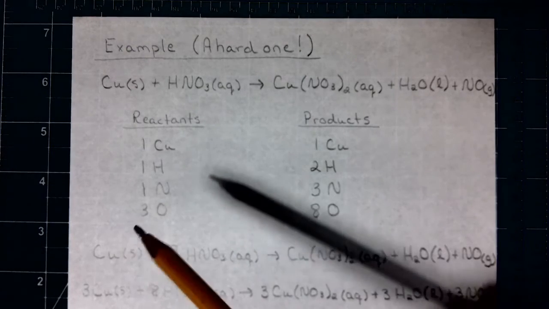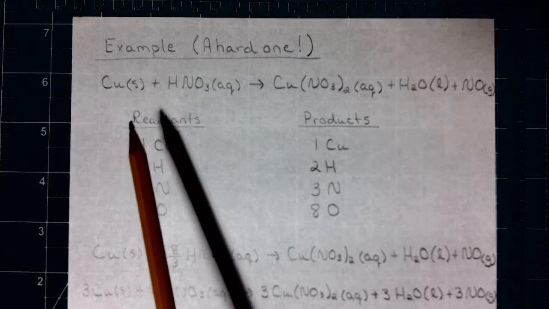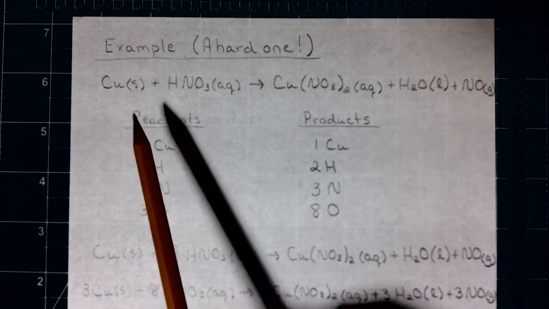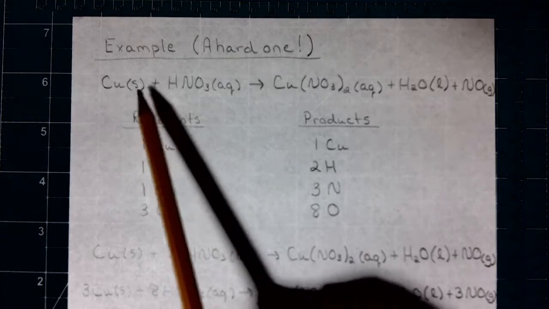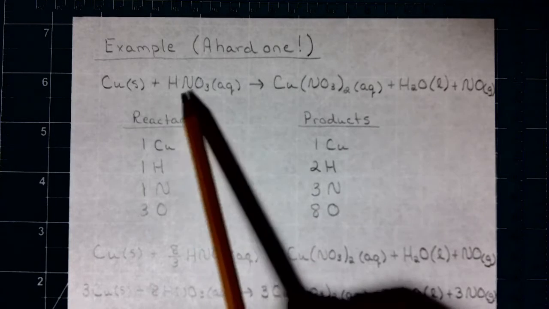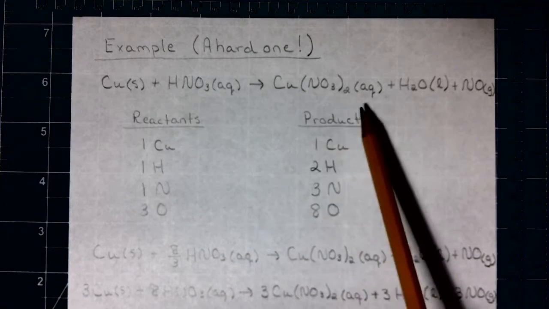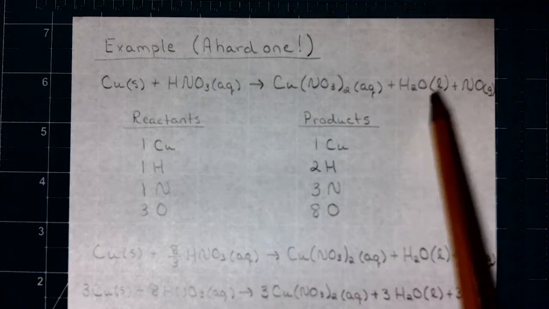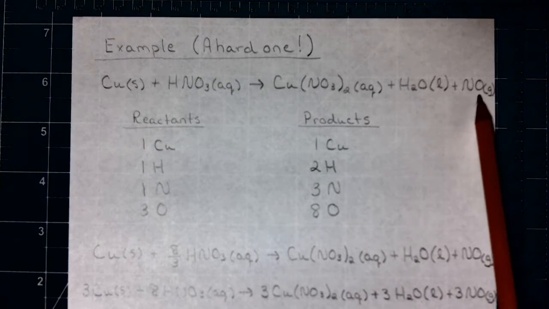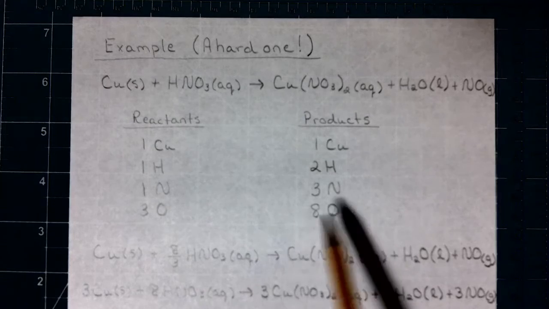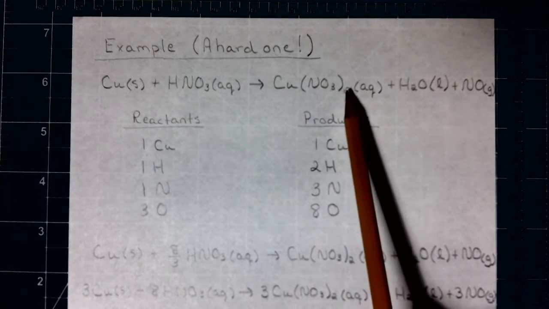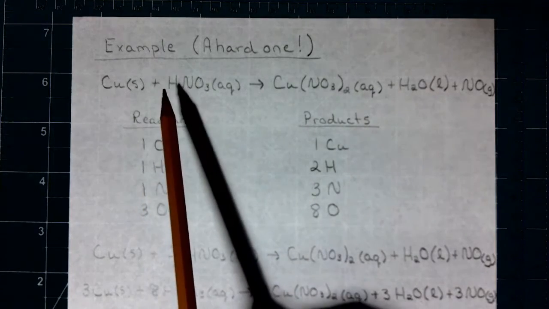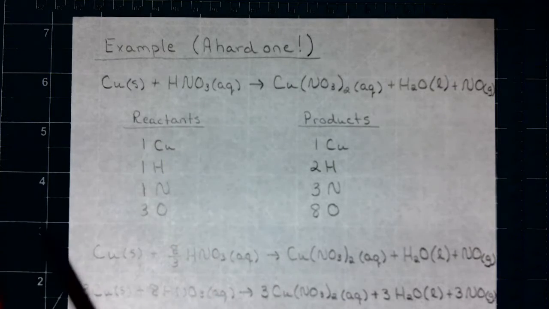Let's go through another example here. And this one's going to be kind of a hard one. So we have copper solid. We're going to react that with nitric acid. We're going to produce copper nitrate. We're going to produce water, and we're going to produce nitrous oxide gas. So we got parenthetical stuff here that we have to deal with, polyatomics, all that kind of stuff.